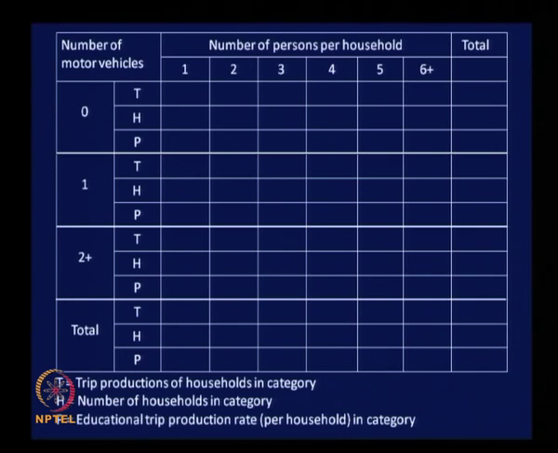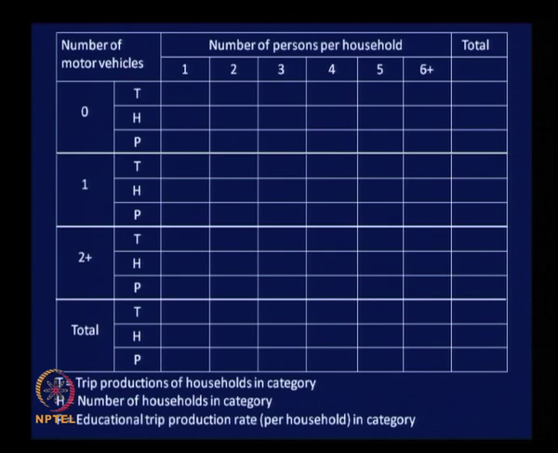Let us consider this table. On top, I have given the title for the rows as number of persons per household. We have considered 1 person household, 2 person household, 3 person household, 4, 5 and 6 plus. We have got 6 different categories of households based on the household size.